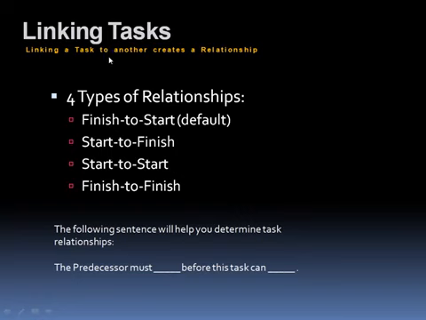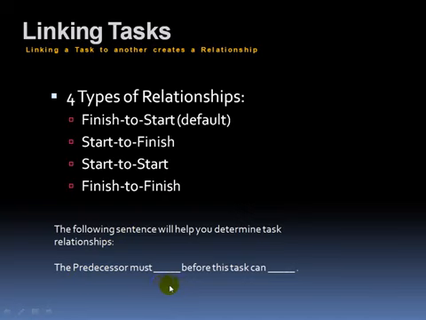Now when it comes to linking tasks, when you link a task to another task, it's going to create a relationship. In other words, now that we're hooked up and related, what type of relationship are we going to have? Are we going to be good to each other, bad? No. There are 4 types of relationships once you connect your tasks or link them together. You have a finish to start relationship, which is the default relationship in Project, then start to finish, start to start, and finish to finish. Basically, none of this means anything right now until you come down and read this little sentence right here.